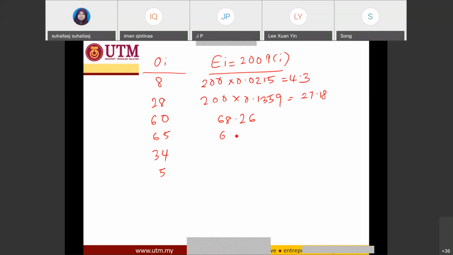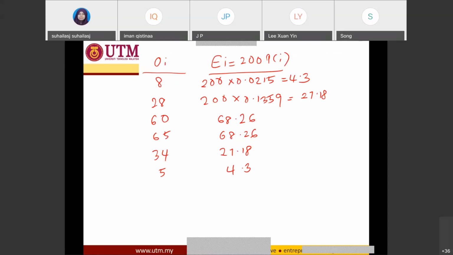Okay, again 68.26. So 27.18, and then the last value is 4.3. Now you already have your EI after we compute 200 times your probability. So again, find your expected frequency. The first value is 4.3. The last value is 4.3, which is less than 5.